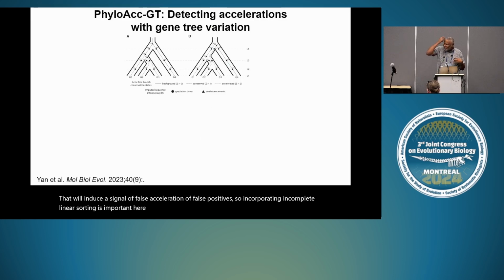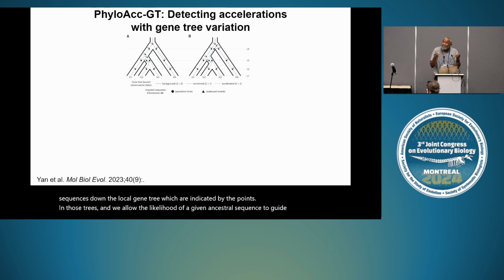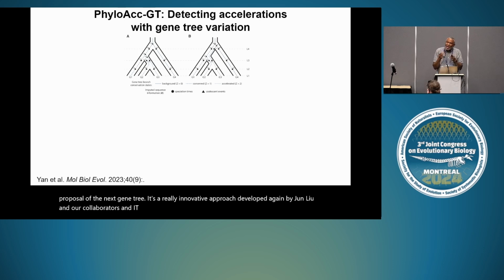And we did that through a creative proposal scheme in the MCMC of the test. What we did is we impute sequences down the local gene tree, which are indicated by the points in those trees. And we allow the likelihood of a given ancestral sequence to guide the proposal of the next gene tree. It's a really innovative approach developed again by Jun Liu and our collaborators, and it provides an efficient way to find the local gene tree as well as to estimate the rates.